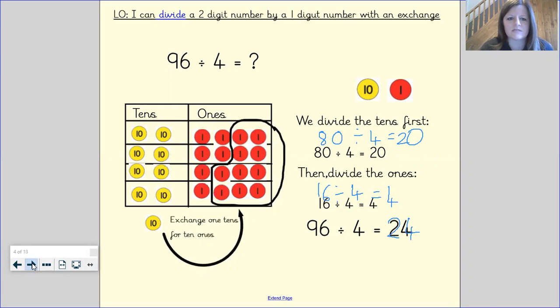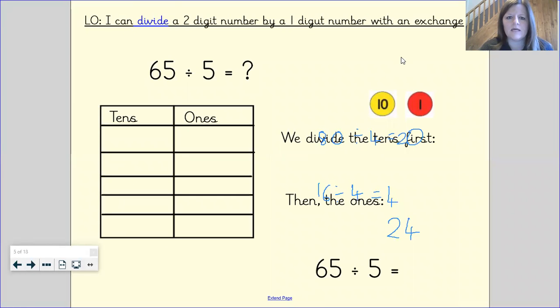Let's have a go at the next one. Okay, so we have got 65 divided by 5. So I'd like you to pause this video. I would like you to have a go, see if you can do it yourself. So pause the video, have a go, and then play it again once you've got an answer or you've attempted an answer at least.